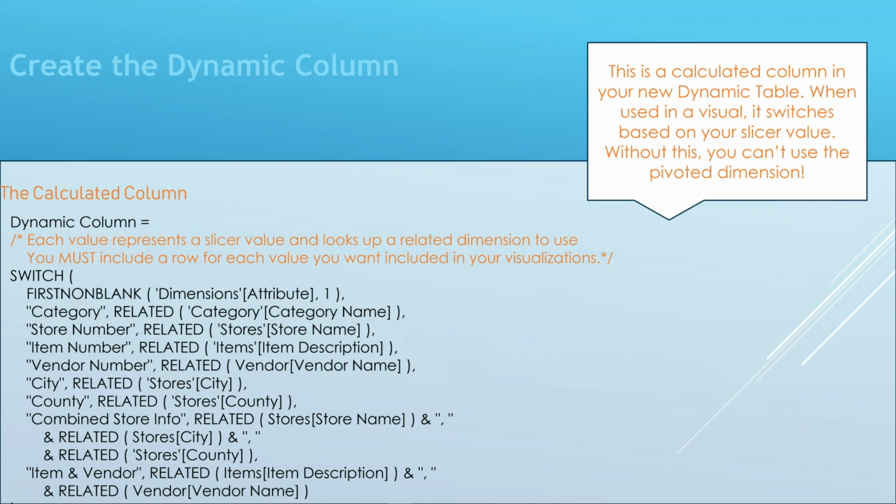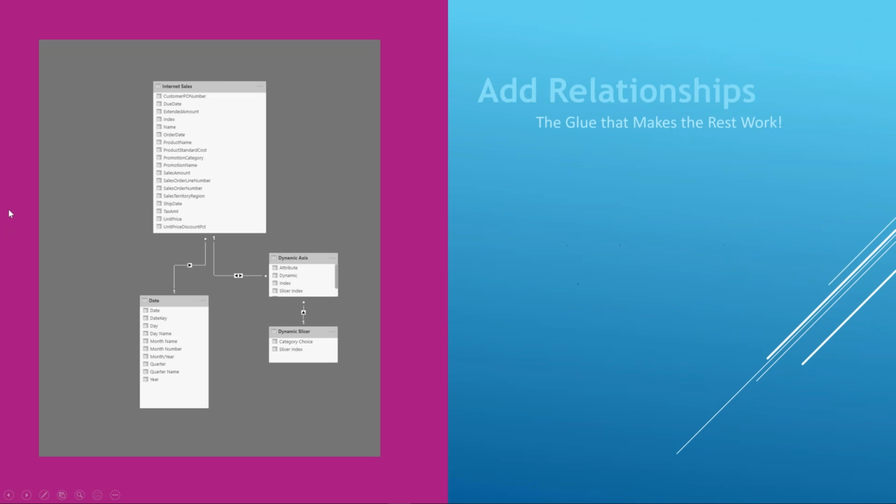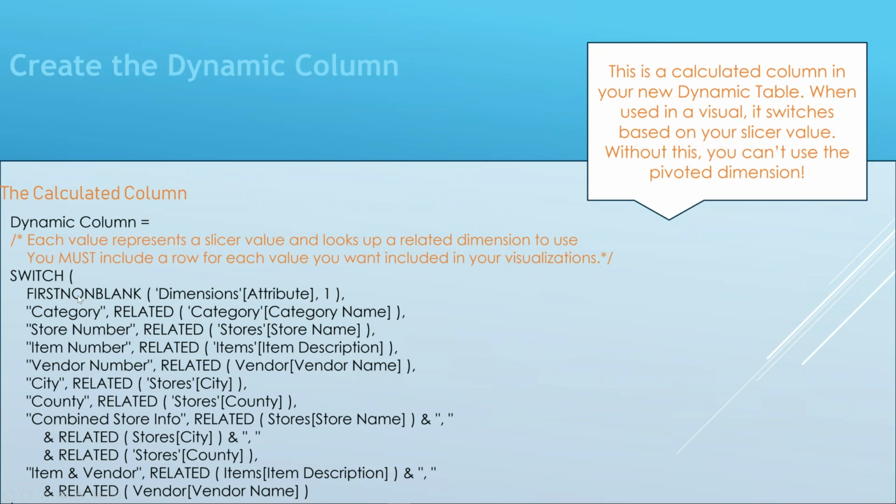Basically we're using a switch, and it's a calculated column. What I just want you to notice here is the first step on it is the first non-blank of the dimensions attribute, which is the column that gets created when you do that unpivot. And you'll see that in a few minutes.